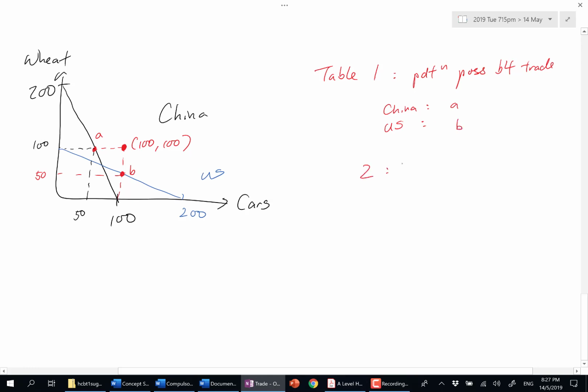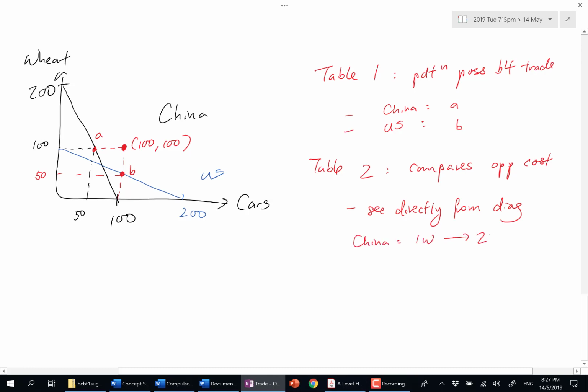Table 2 compares op cost. And I'll say you can see directly from the table. Sorry, directly from the diagram. Which means in China, 1 week op cost is half a cloth. You can see, right? Because China can produce 200 wheat or 100 cars. So if they produce 1 wheat, they sacrifice half a car.